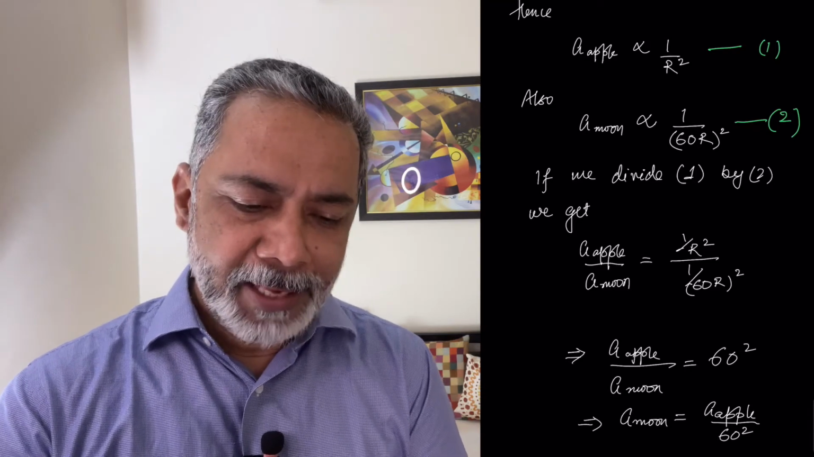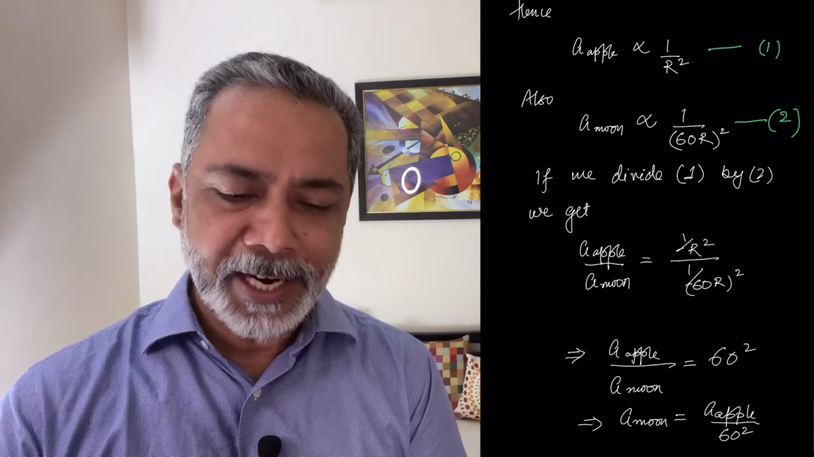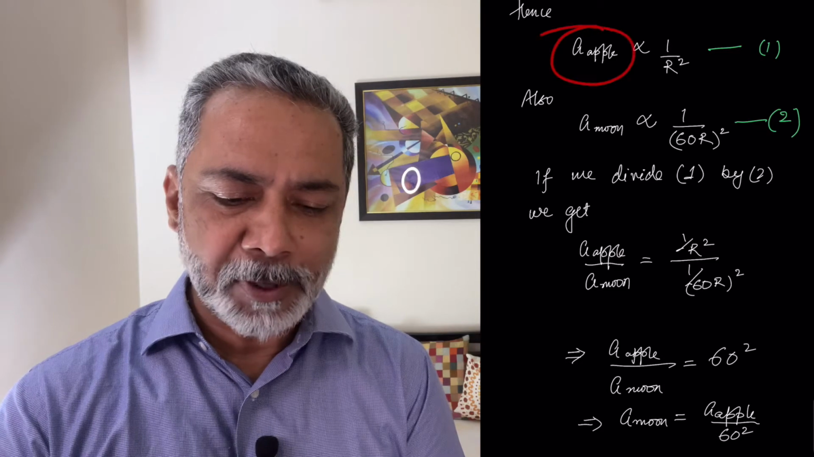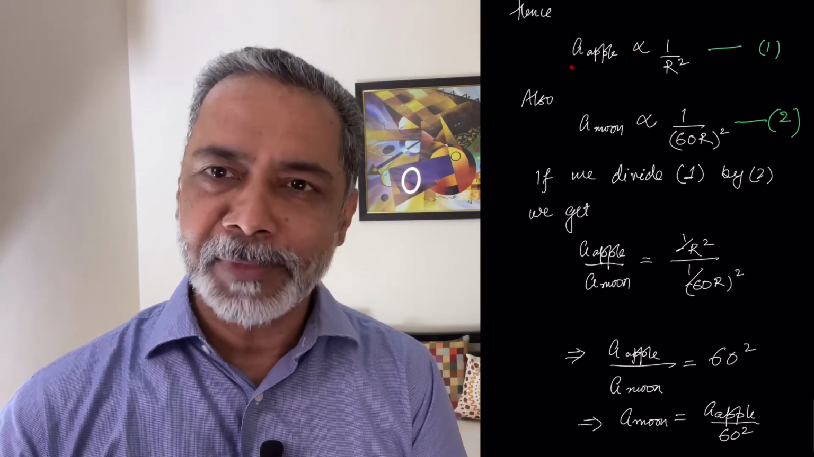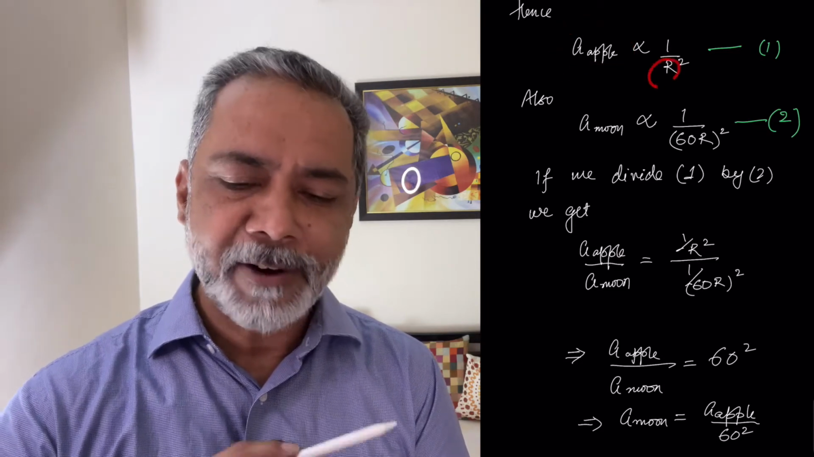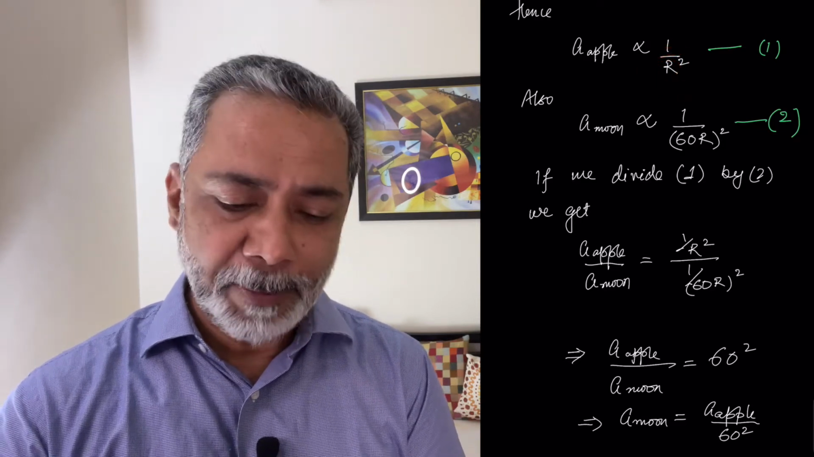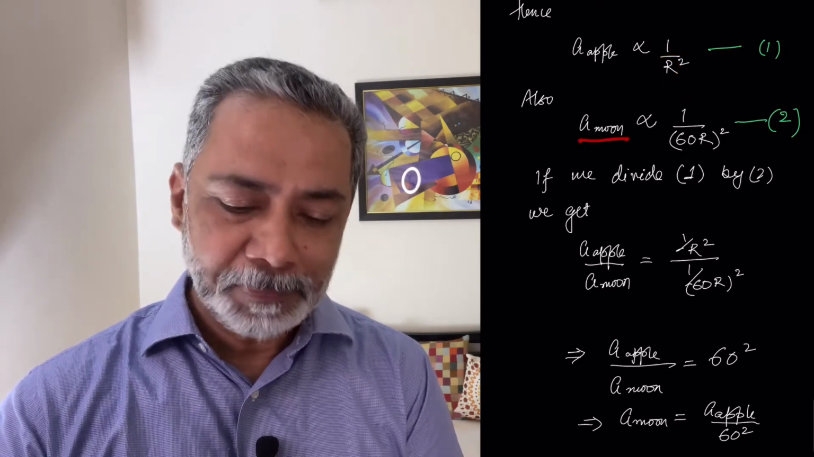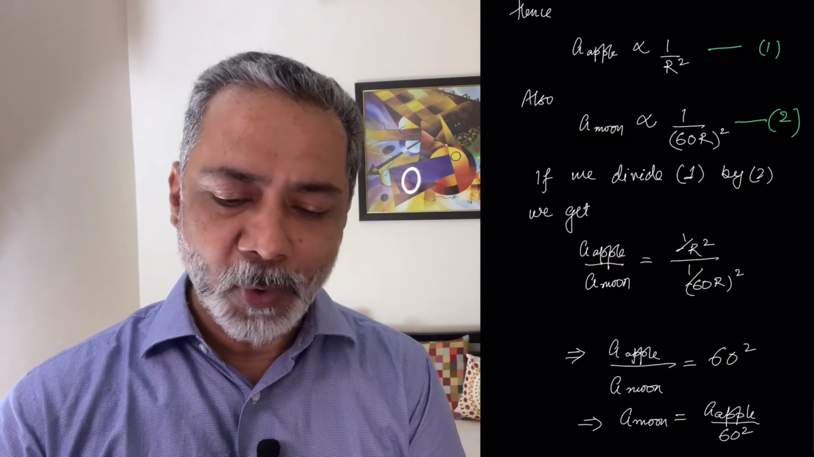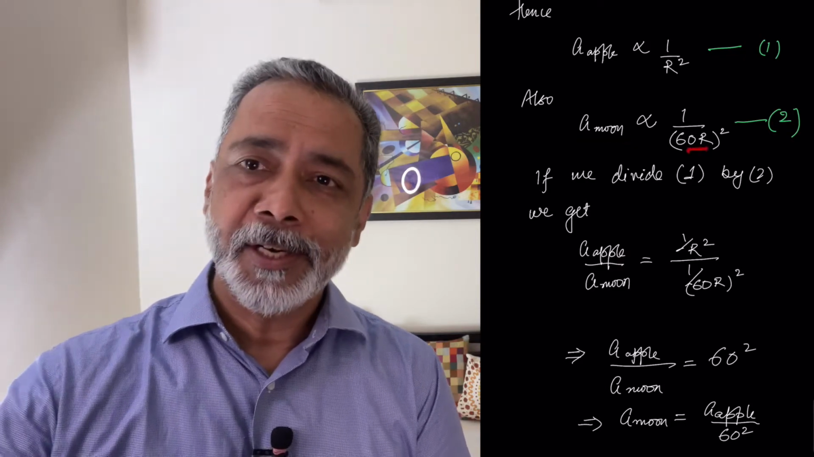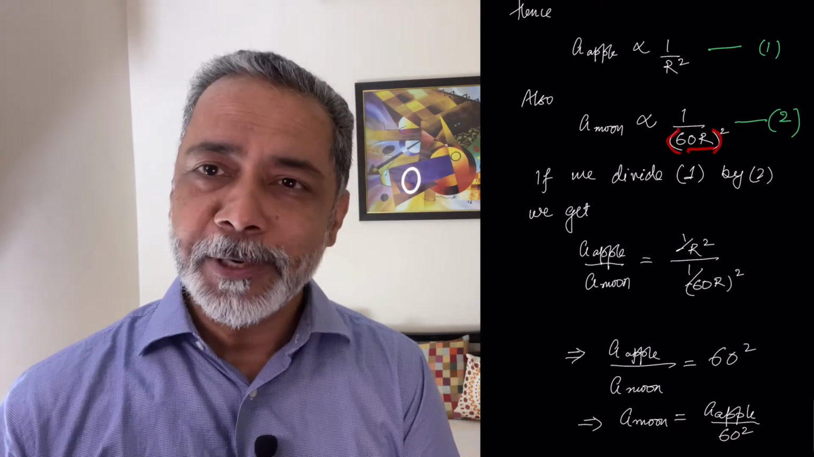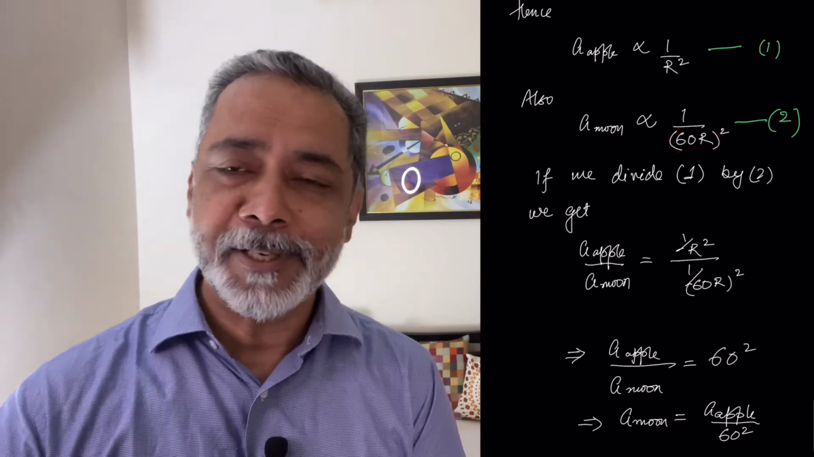Now the acceleration of the apple towards the center of the earth is therefore inversely proportional to the square of the distance r from the center of the earth. Acceleration of the moon will therefore be proportional to 1 by 60 r whole squared. Why 60 r? Because the orbit of the moon is 60 times the radius of the earth.